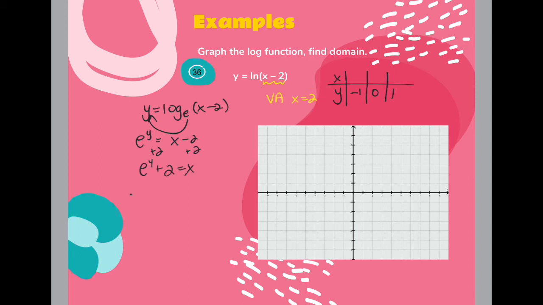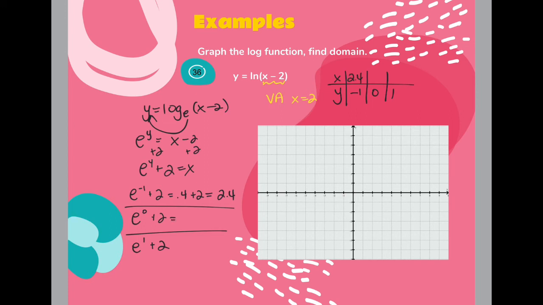And now we're plugging in for y. E to the -1 plus 2, e to the 0 plus 2, and e to the first plus 2. This we need calculators for. Not all of it, actually. But e to the -1, you're going to find e above that ln button. E to the -1 is 0.367. So I'm going to round that to 0.4, and then I'm going to add 2. So 2.4.